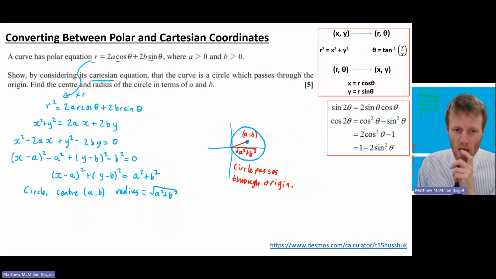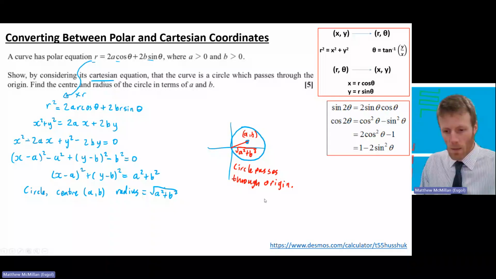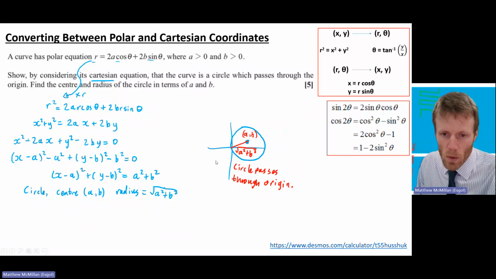Maybe just a little sketch or something like that to show that you understand what's going on there, because your radius is the same as applying Pythagoras to the centre there. If you're still not convinced, I do have it modelled here.